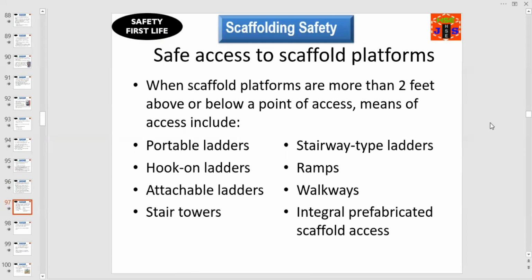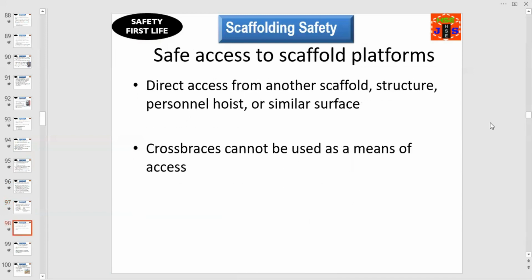When scaffold platforms are more than 2 feet above or below a point of access, means of access include portable ladders, hook-on ladders, attachable ladders, stair towers, stairway type ladders, ramps, walkways, integral prefabricated scaffold access, direct access from another scaffold structure, personal hoist or similar surface. Cross braces cannot be used as a means of access.